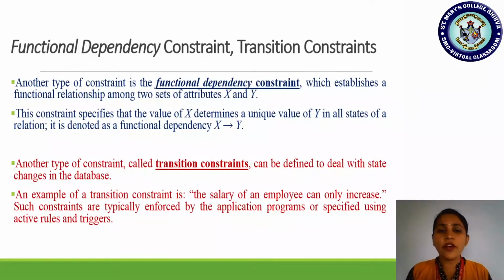So on what period of time, on what basis, how much is the increment factor, like this. So this is the transition constraint. It is used to deal with the state changes in the database. So whatever the current state is in the database, if we want to change the state of the database to some other state. So the state of the database is, for example, the company database, where the employee has salary information.